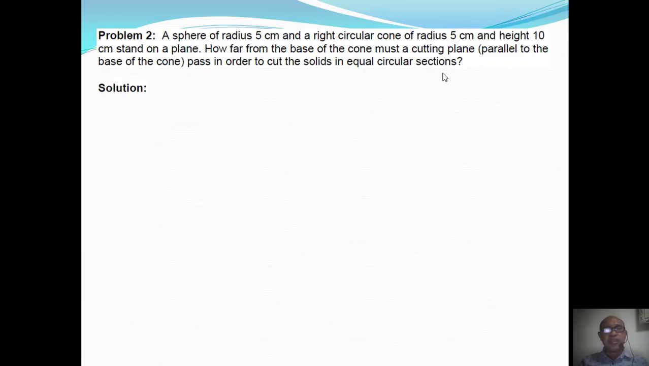Okay, so solution. We have here a sphere and a right circular cone. They stand on the same base, the horizontal plane, and the question is, how far from the base where they stand must a cutting plane pass in order to cut the two solids in equal circular sections? Okay, so we have here our figure.